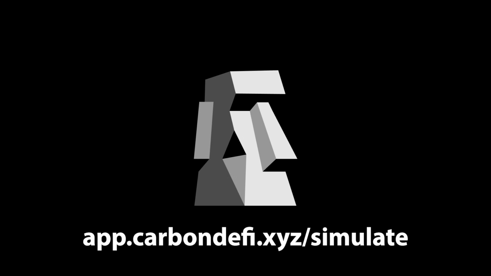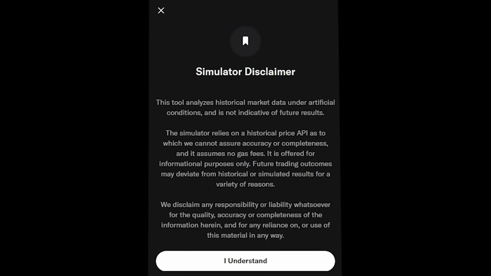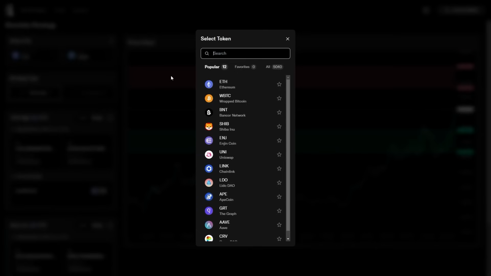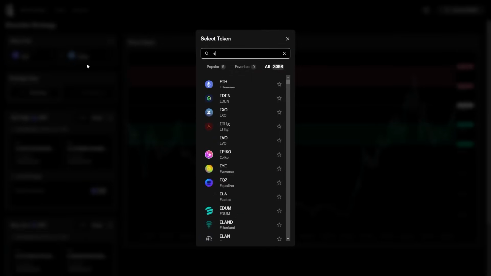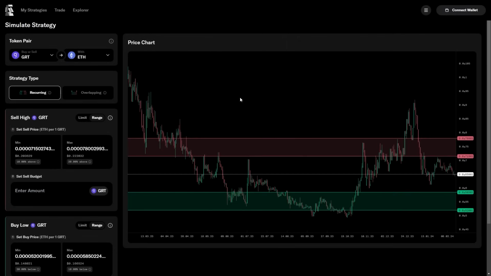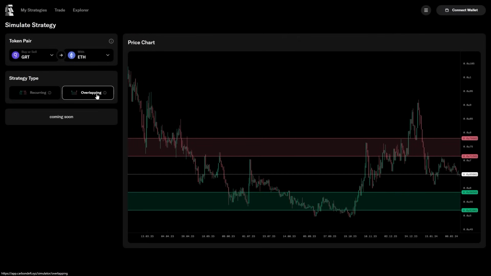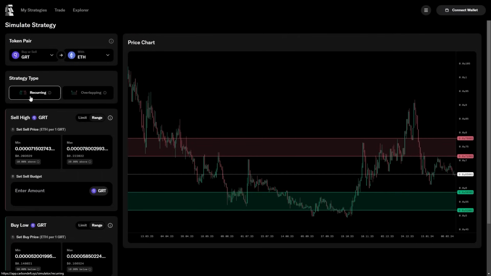app.carbondefi.xyz/simulate, where you will be greeted with a prompt that reminds users that the simulator is a tool to help you understand CarbonDeFi, and not a time machine which predicts the future. Select any pair of standard ERC20 tokens, and then select the strategy type. Overlapping liquidity closely mimics a typical AMM, and a recurring order closely mimics trading bot-like behavior.